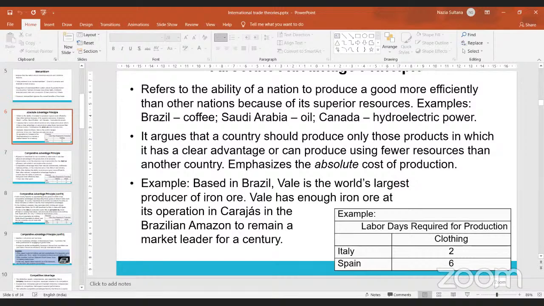So here you can say that fewer resources are consumed in one country. That country has a direct advantage in terms of producing clothes. So you see here, Italy has the absolute advantage of producing the cloth in only 2 days, whereas Spain takes 6 days to produce it. So this is an example of absolute advantage.